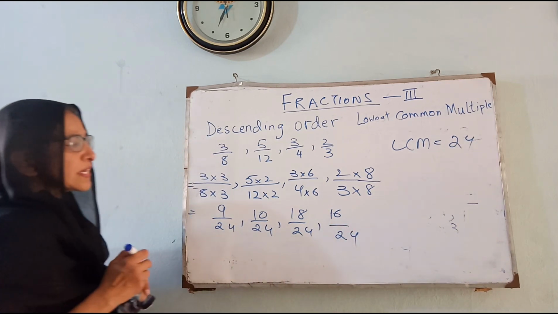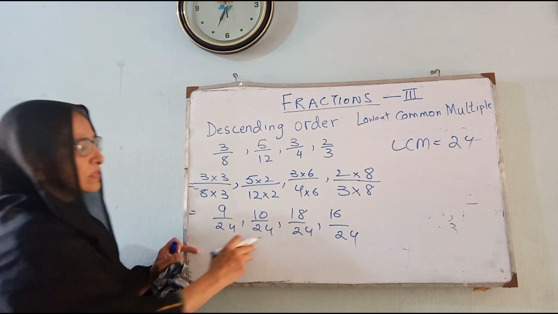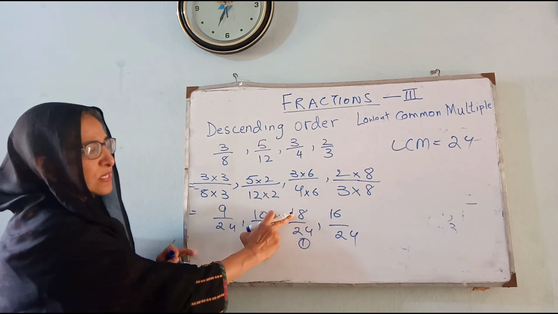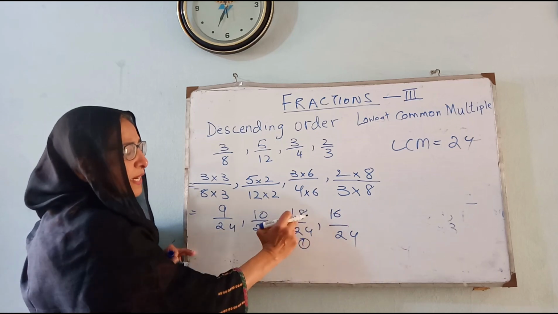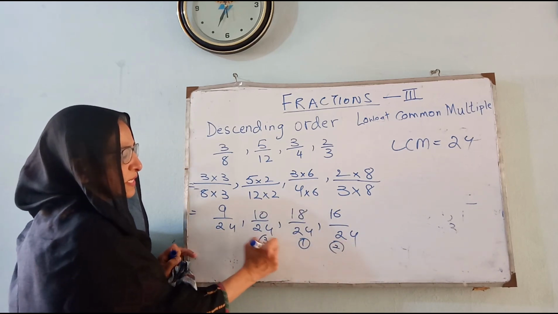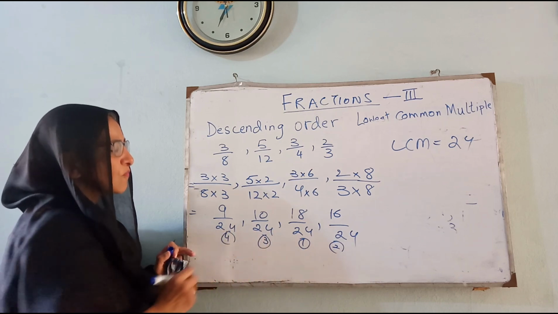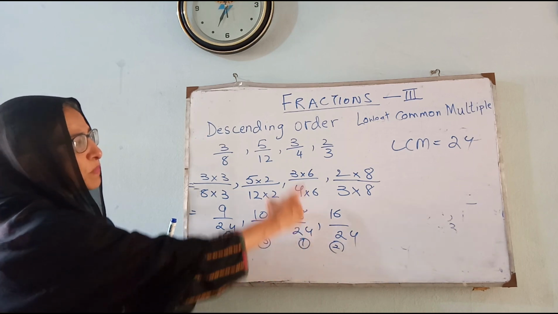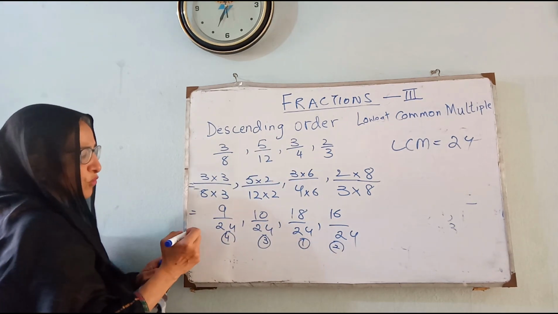Now when I have to write in descending order, I compare the numerators. 18 is bigger, so this is the biggest number and comes first. This is at the second place, this is at the third place, and this is at the fourth place. So what is the fraction for 18 by 24? It's 3 by 4.